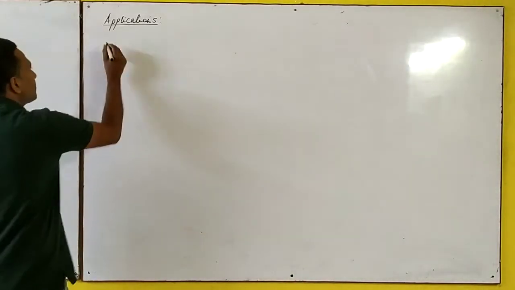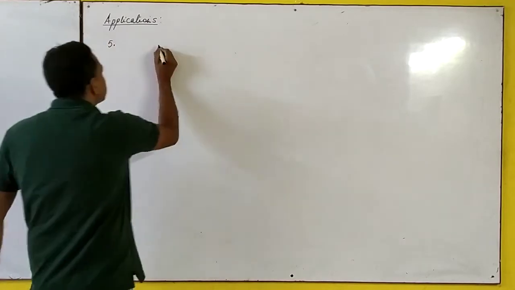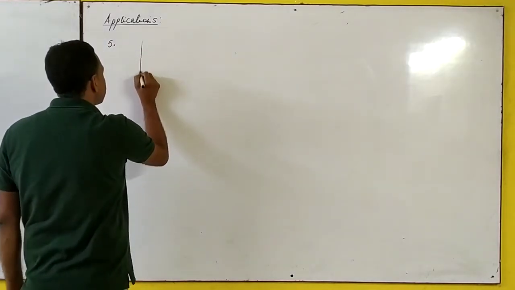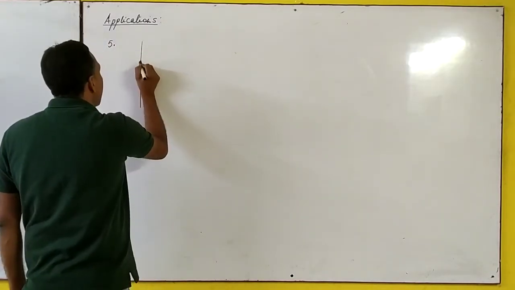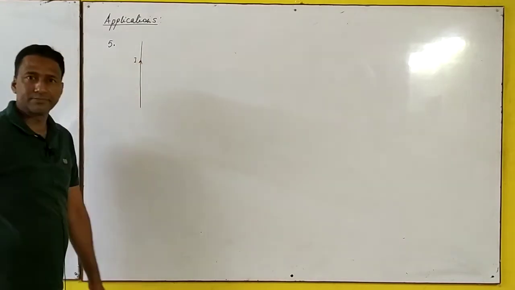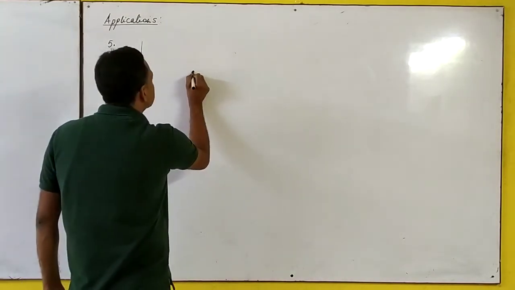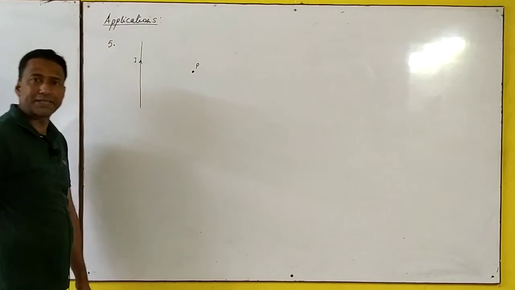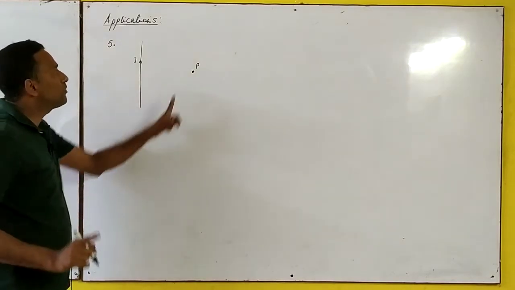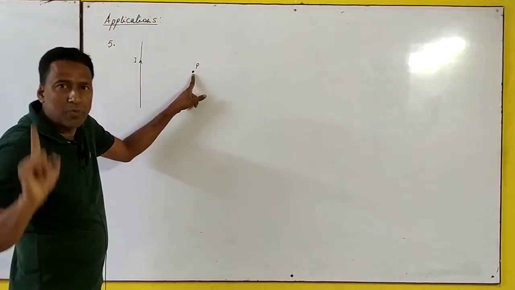Number 5. Suppose you have a straight conductor like this, and I amount of current is flowing. You want the magnetic field at this point, at point P. So if you want to find out the magnetic field at point P, what are the things you need to see?